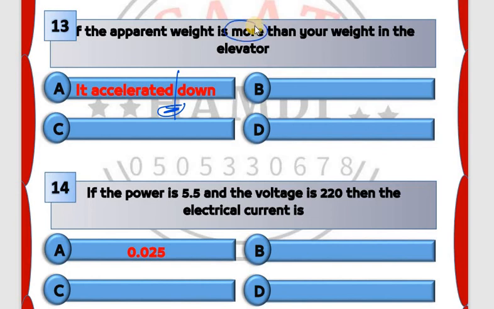If the apparent weight is more than your weight, the elevator is accelerating up. Less means accelerating down. Again, if the elevator goes down, the apparent weight is less. If it accelerates up, it will be more, so here accelerated up.